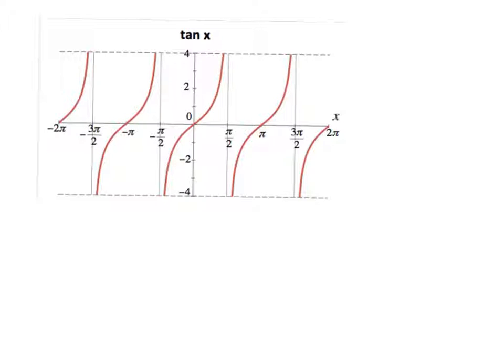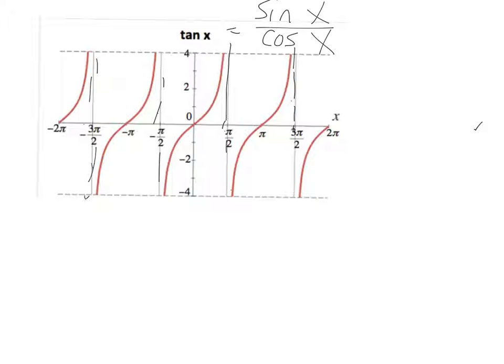Now, for tangent, remember tangent is equal to sine over cosine. So remember, anywhere cosine is 0, that would make the tangent undefined, so that's why we have asymptotes everywhere cosine is 0, at the odd multiples of pi over 2.